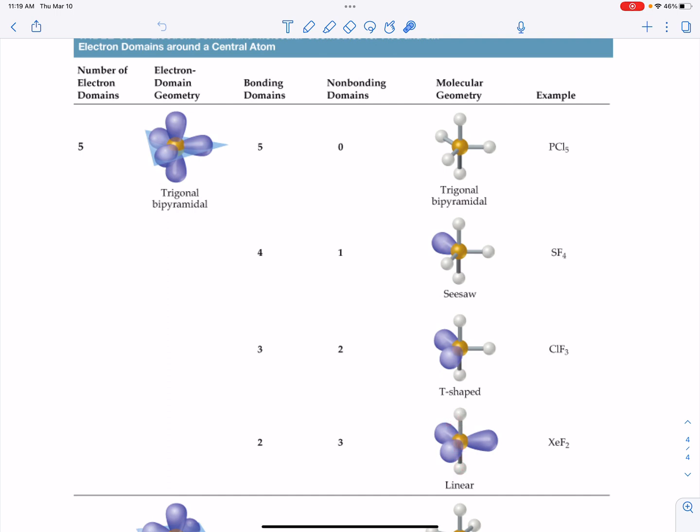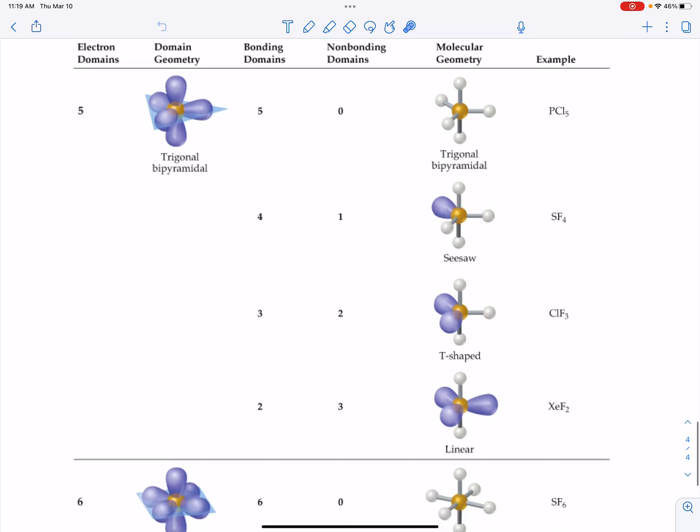Okay, and you might notice that the lone pair always goes on the equatorial positions in trigonal bipyramidal. There's a reason for that. We'll get into it later, perhaps, but it always does.